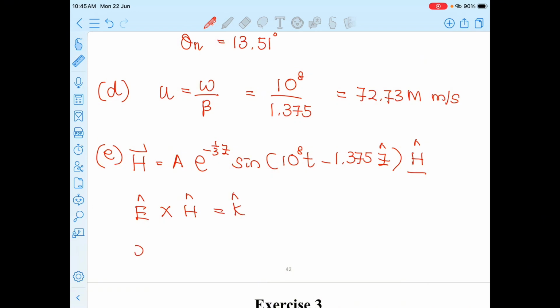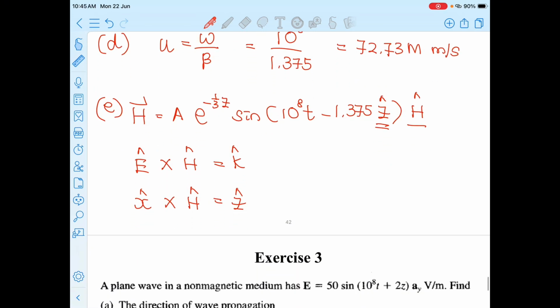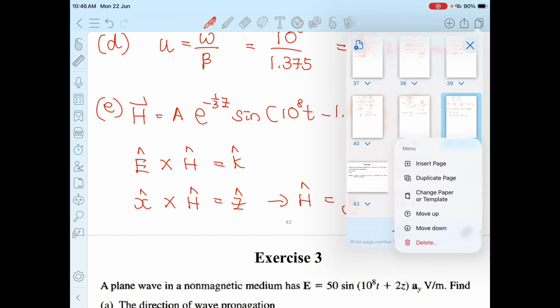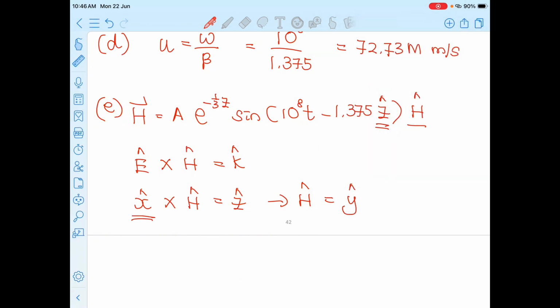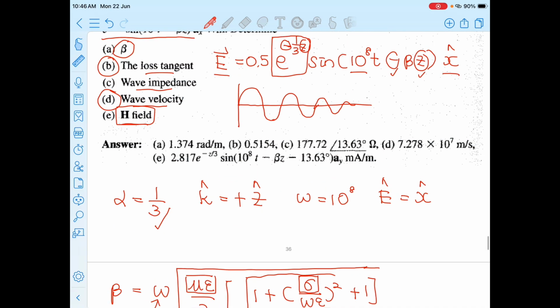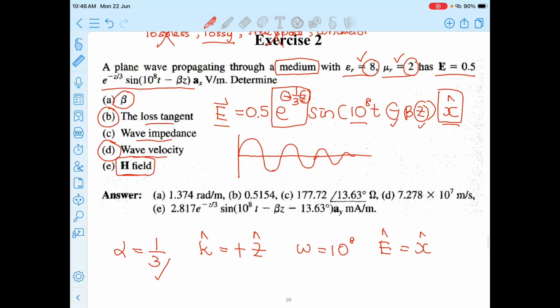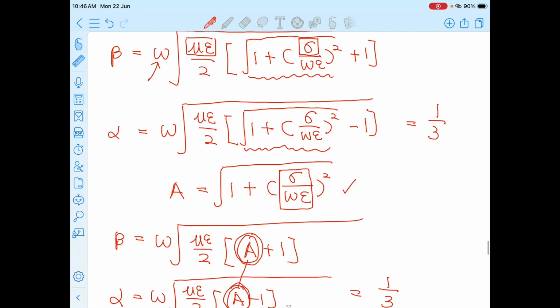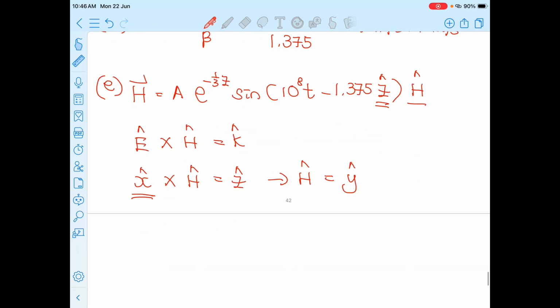The electric field is in the x direction, the magnetic field we know, and k is the positive z direction. So our H will be in the y direction. How do I know it's x? You have to look at the formulas here. The electric field is in the x direction, that's why I fill in x here.